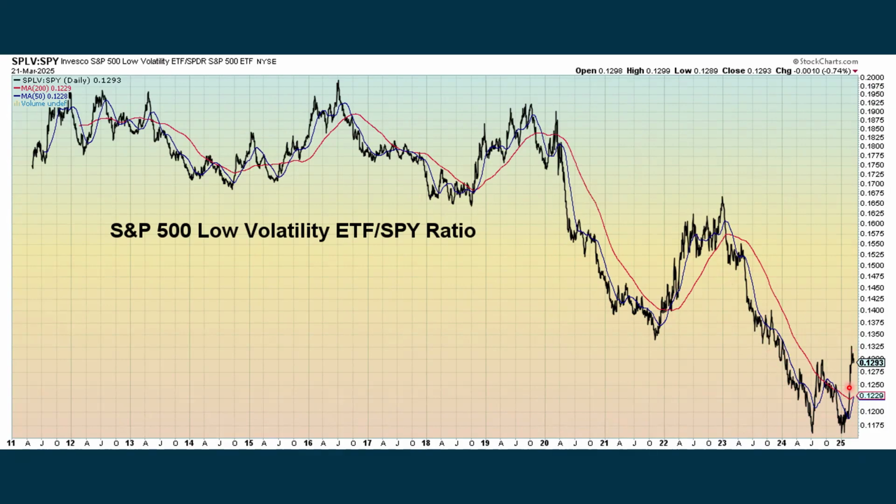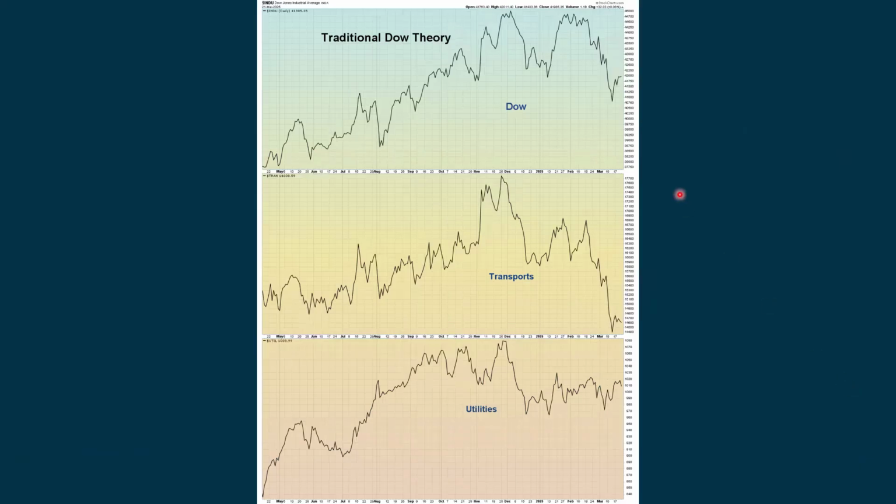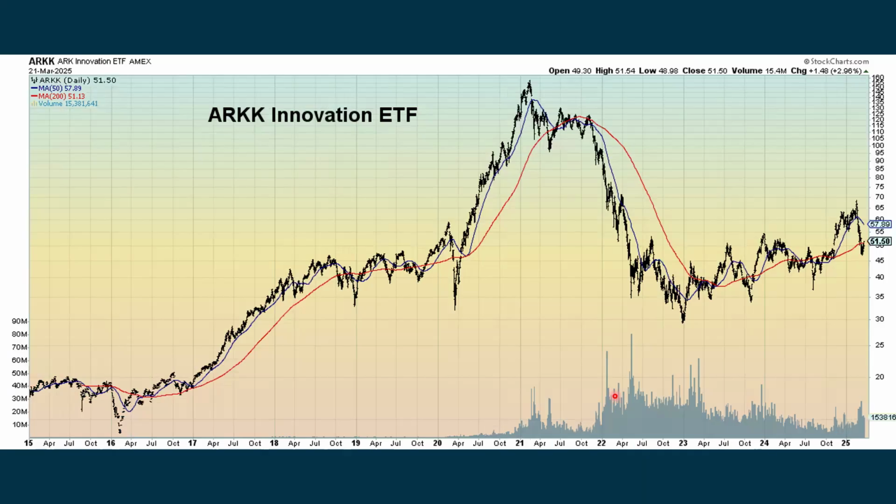That's an open-ended question. We look at traditional Dow theory, the Dow on top, the transports, which you can clearly see are underperforming here, and then the utilities, which are pretty much going sideways. We look at ARK. It's a very popular ETF. A lot of people are in it. It's been under pressure because it owns a lot of Tesla, and it can't even seem to get back up to its 200-day moving average.